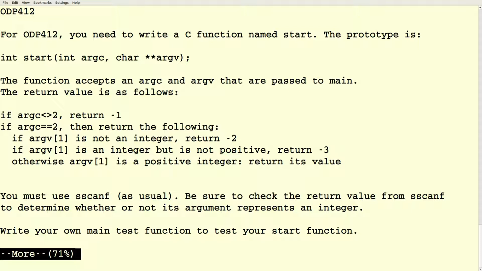And what does the function do? If argc is not exactly 2, it returns an error code, -1. If argc is exactly 2, then it does one of the following. If argv bracket 1 is an integer and it's positive, you're going to return its value. If it's not an integer, return -2. If it's an integer but not positive, return -3. Otherwise, return the value of the integer.